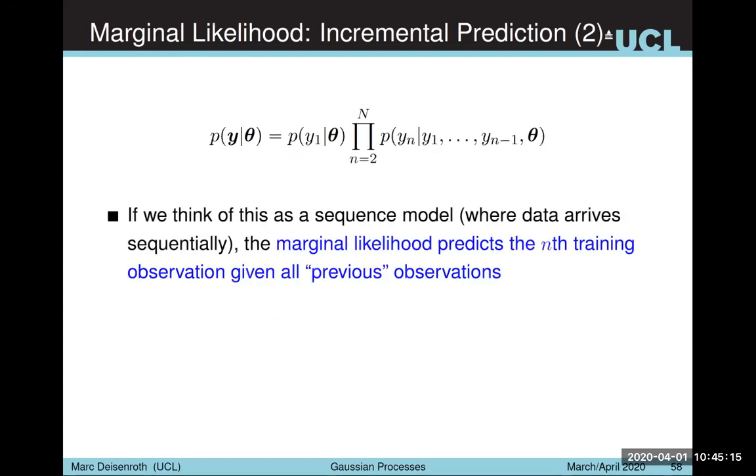We can think of this as a sequence model, where data arrives sequentially. We start with P of y1, and then once y1 has arrived, maybe y2 comes next, and so on and so forth. If we think of this as a sequence model, then we can think of the marginal likelihood as composed of sequential predictions. It predicts the nth training observation given all previous observations, y1 to yn minus 1, and keeps multiplying things together.